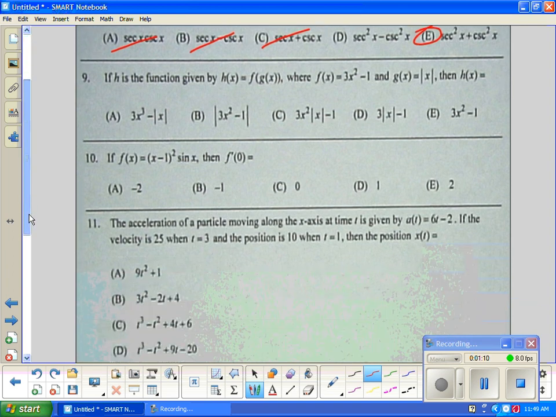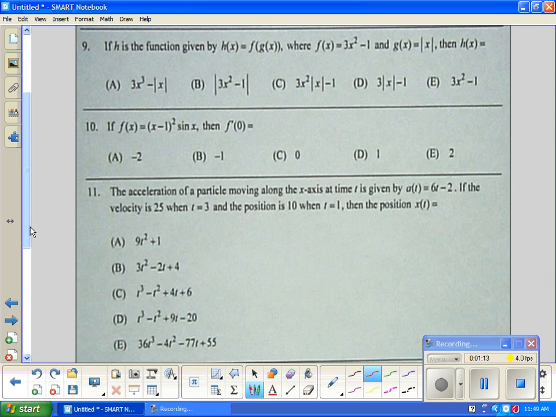Next one, working our way down. If h is the function given by h of x equals f of g of x, where f of x is 3x squared minus 1 and g of x is the absolute value of x, then h of x is what? Well, you just have to plug it in, right? So you put the absolute value of x in, so you get 3 times absolute value of x quantity squared minus 1. And when you look, that answer is not there. Do you guys agree? Why is it not there? It's squared. It's positive. Do we agree? So you can think about it, absolute is going to be positive, but when you square it, it's going to be positive anyway, so it ends up being E. All right.